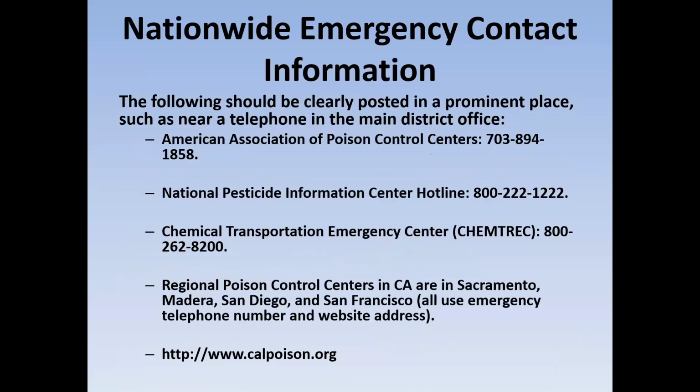Okay, the following should be clearly posted in a prominent place, such as near the telephone in the main office or district office: Poison Control Center, National Pesticide Information Hotline, Chemical Transportation Safety Center number, and the regional poison control centers of California. Understand that they're in Sacramento, Madera, San Diego, and San Francisco.